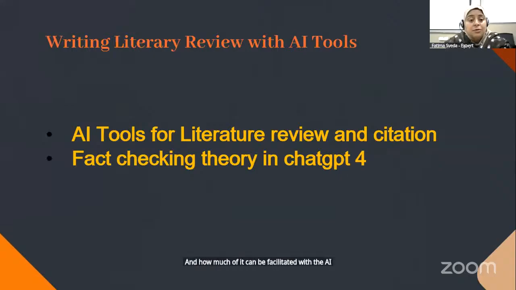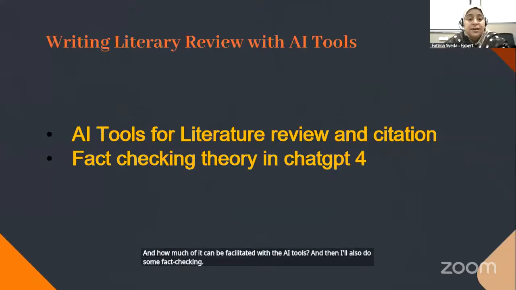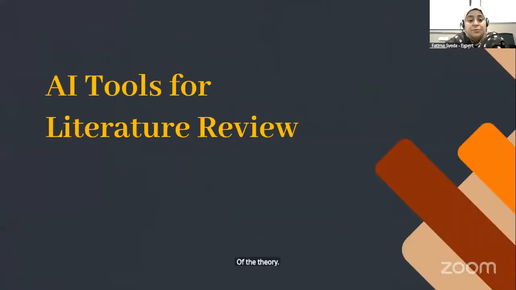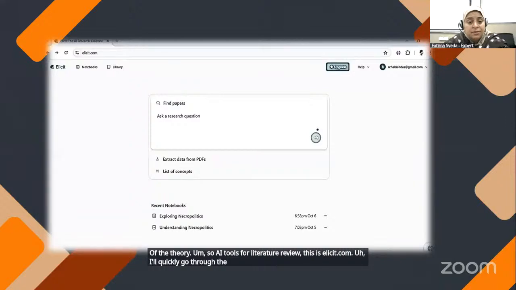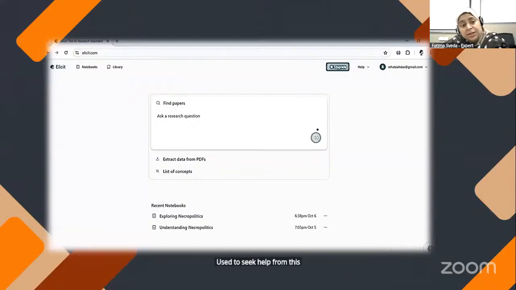And then I'll also do some fact checking of the theory. So AI tools for literature review, this is elicit.com. I'll quickly go through the process that the students or the scholars within the literary field can use to seek help from this digital tool.